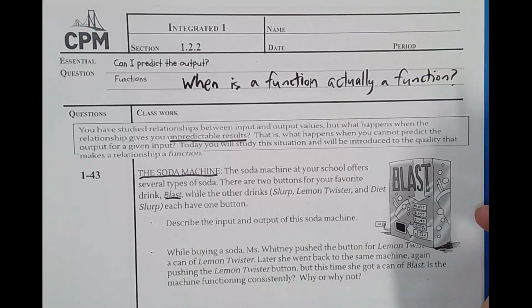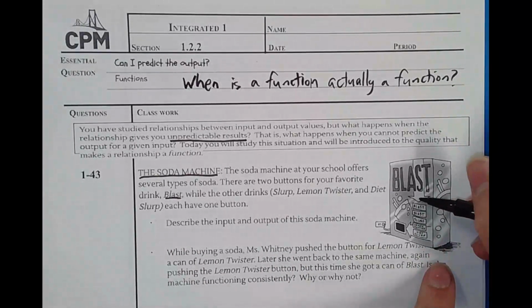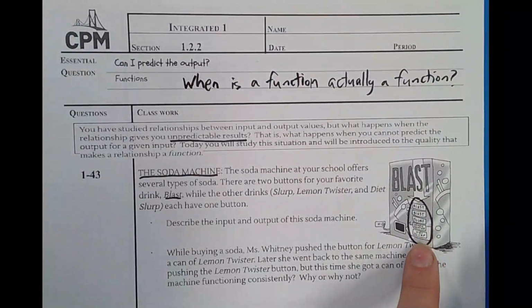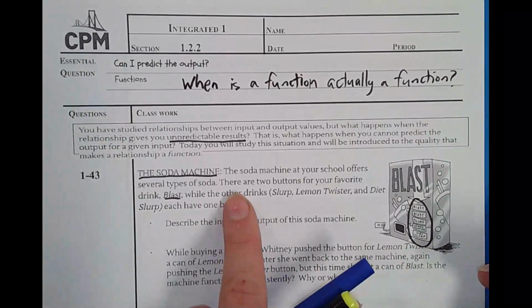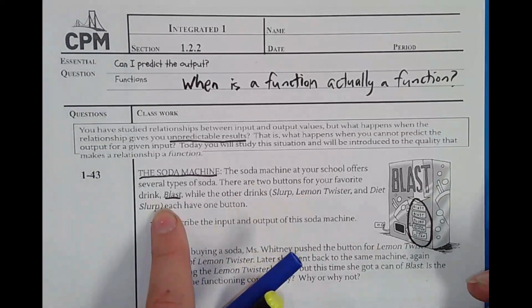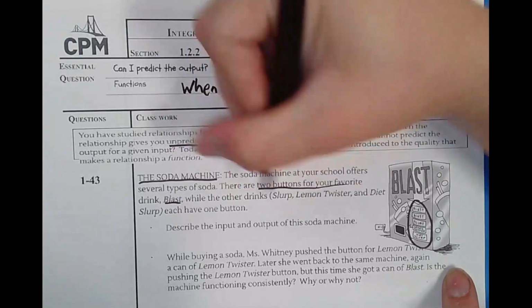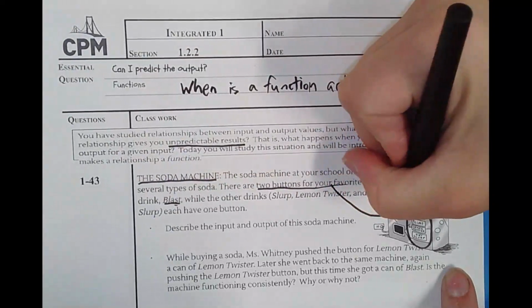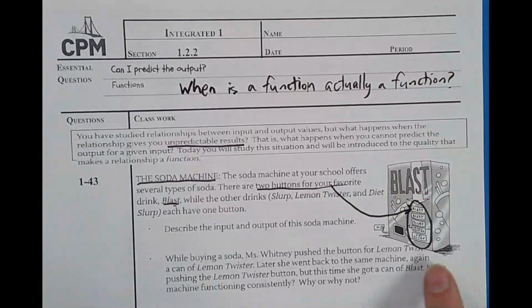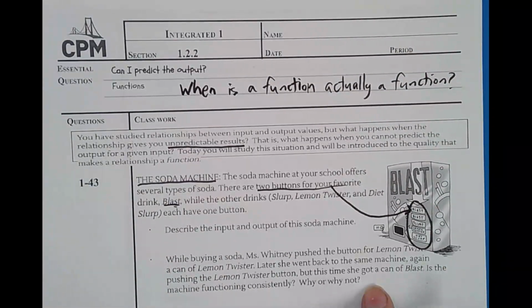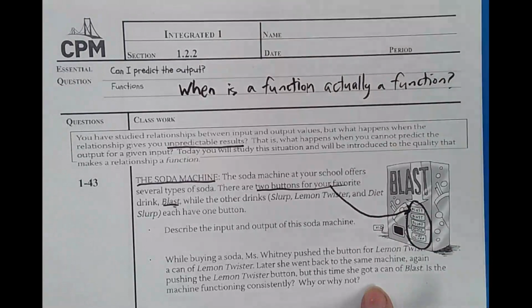What this means is, if you can kind of see it from the diagram here, we have Blast, we have Slurp, we have Lemon Twister, and we have Diet Slurp. There are 2 buttons for Blast. As you can see, there's 2 buttons for Blast. And then there's another button for the other 3. Okay. Is it okay to have 2 buttons for your favorite drink? Yes. Have you ever seen a vending machine that you press Twix and you get Twix?